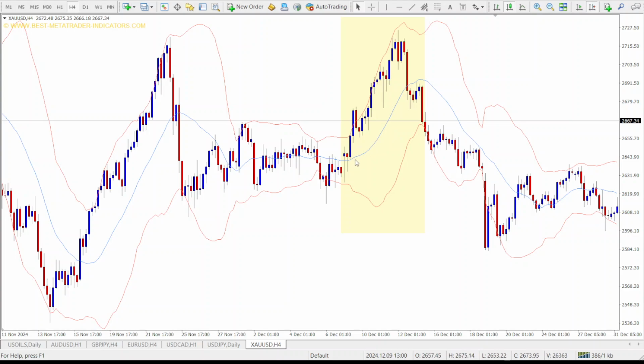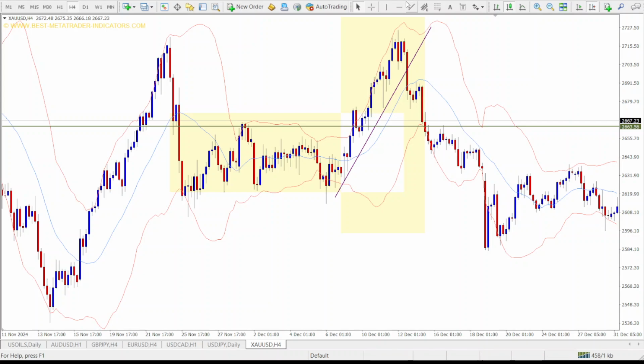Whenever you have the price break out from the consolidation zone, because you can see that this was a period of consolidation when the Bollinger Bands were compressing, a period of low volatility. Then when we had an increase in volatility, you can see that there was a spike to the upside breaking out from this consolidation zone. Whenever that breakout happens, the price will start piercing through the upper band, and the upper band will start trending upwards.